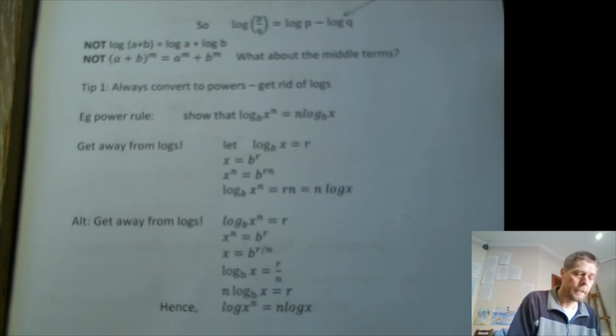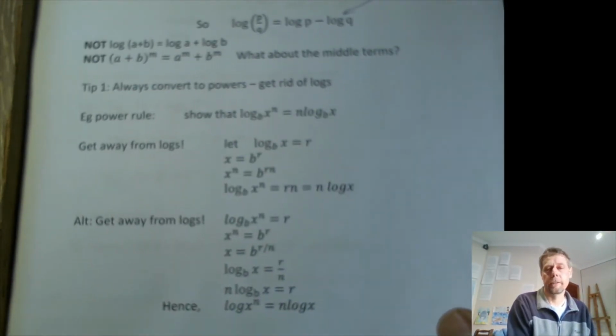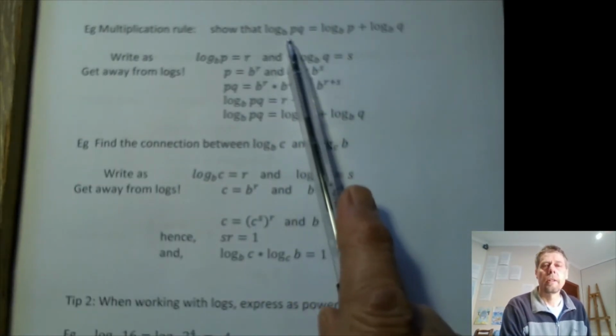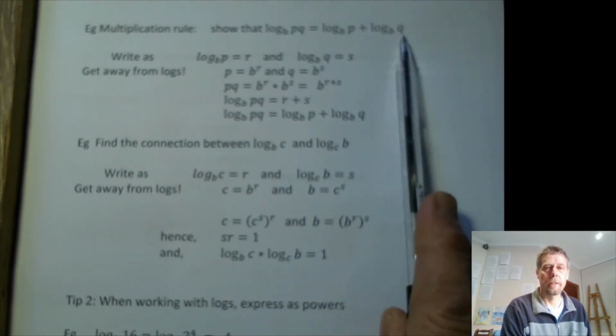I hope that just illustrates how moving away from logs and expressing things as powers can lead things to unravel. Let's look at the multiplication rule. Show that log of pq equals log of p plus the log of q.